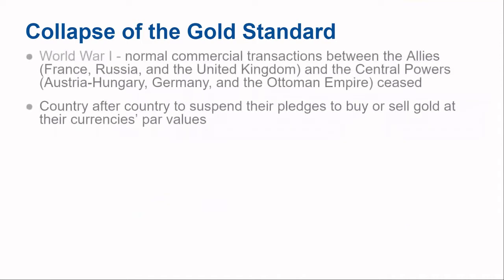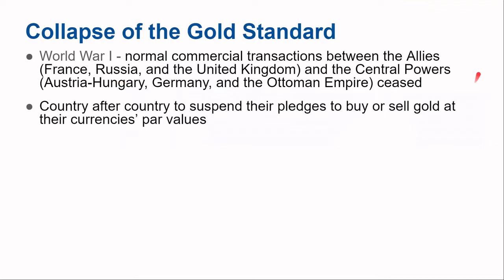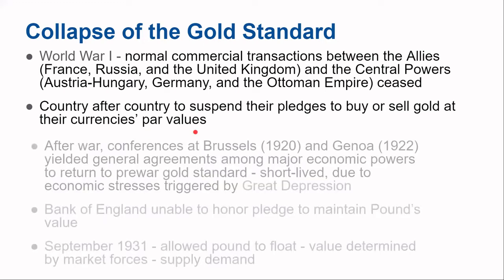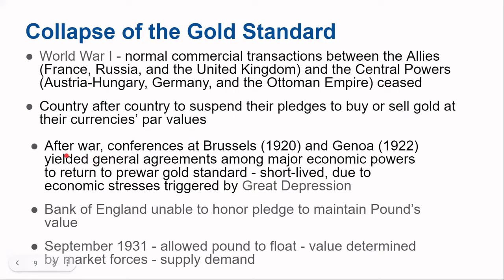The next stage is during the World War, when the sterling-based gold standard unraveled. In World War I, normal commercial transactions between the Allies and the Central Powers stopped, and country after country suspended their pledges to buy or sell gold at their currencies' par values. After the war, conferences at Brussels and Genoa provided some general agreements on how to move forward.